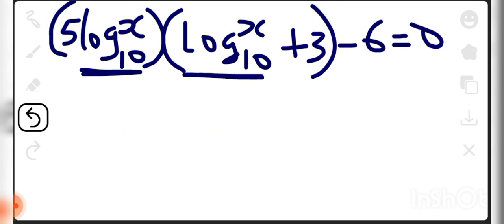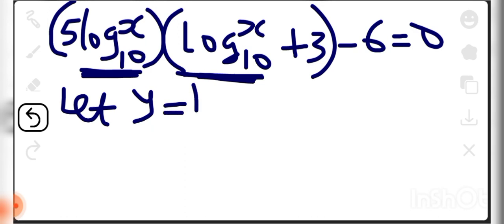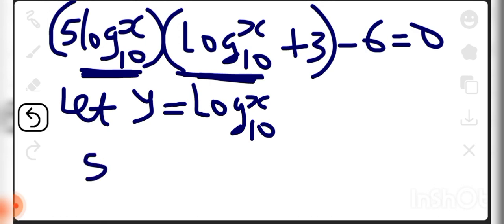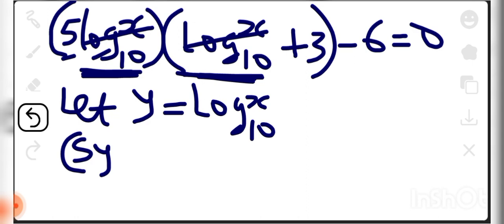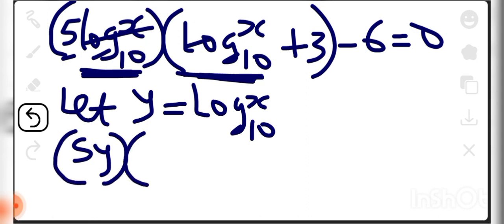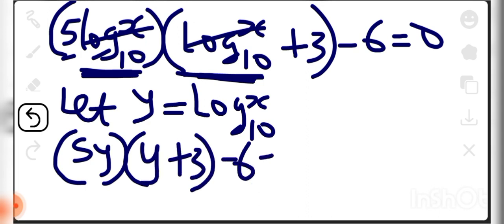So that's the methodology here. Since you have exactly the same thing here, you can just say let y be equal to log x to base 10. So that we are now going to have 5y. Everything here is now y, and this one is also y. Then, okay, let me just use y. If you like, go and use p. Then bracket open again. This one will also be y plus 3. Bracket close minus c is equal to 0.